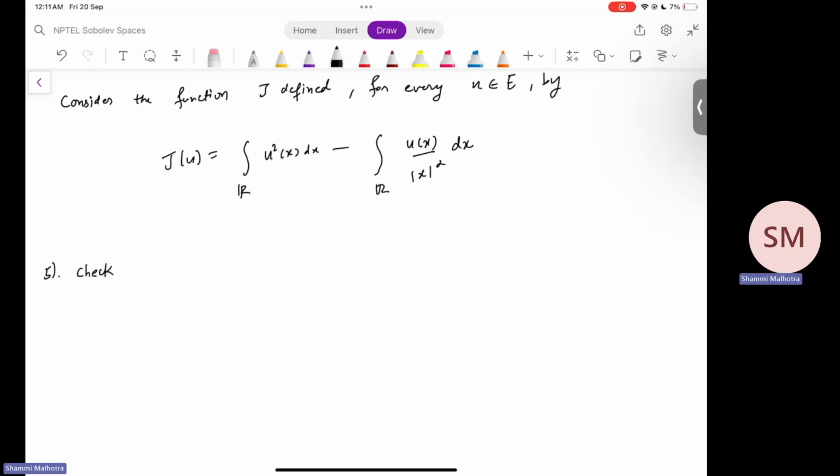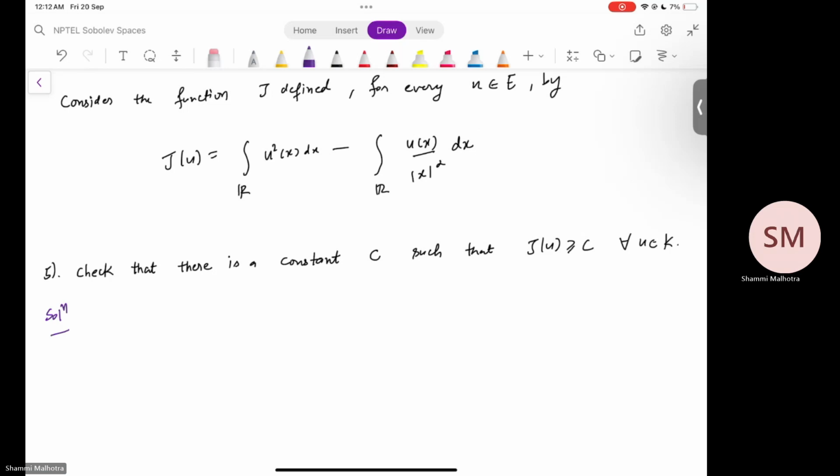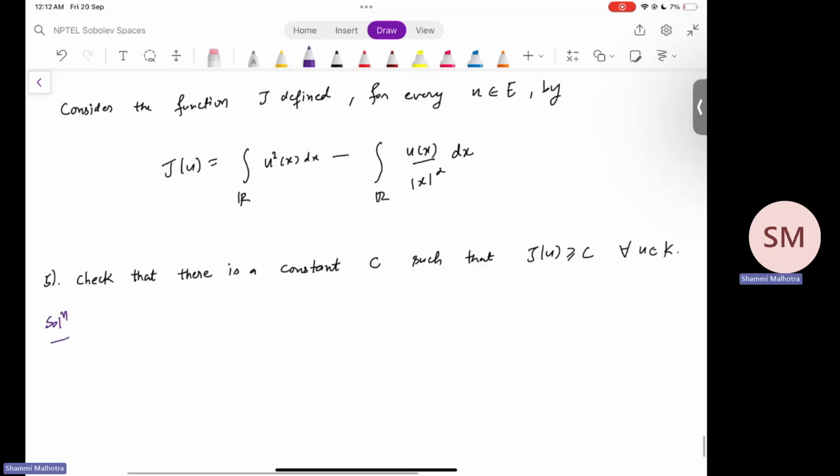Check that there is a constant c such that J(u) is bounded below for all u in K, this compact convex set. So how do we do that?